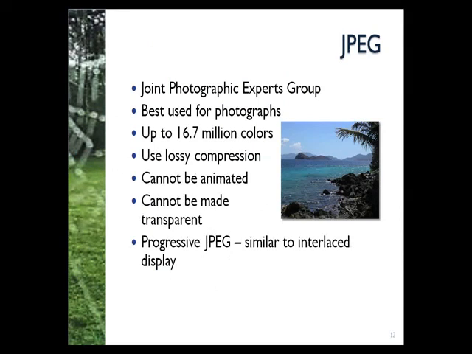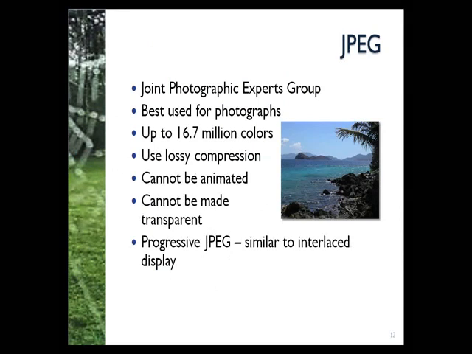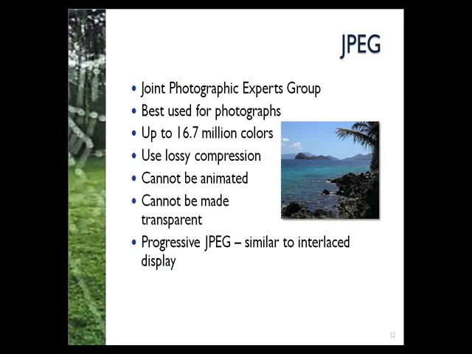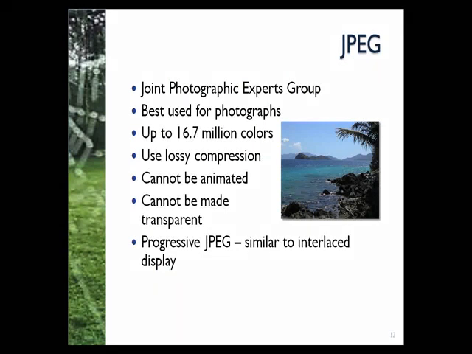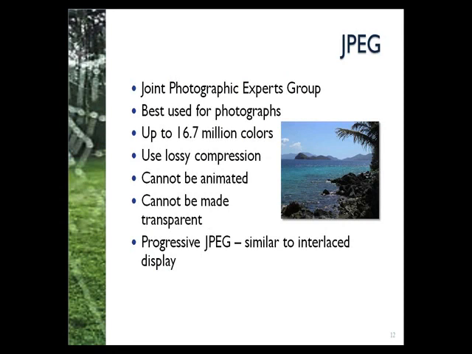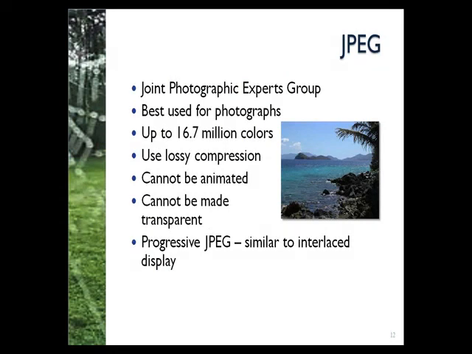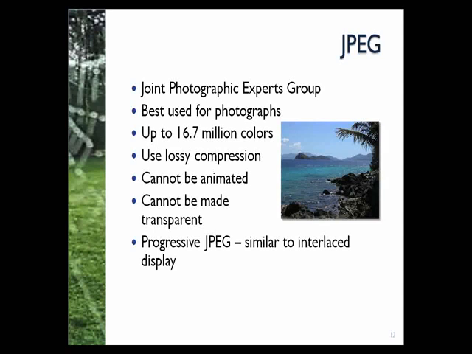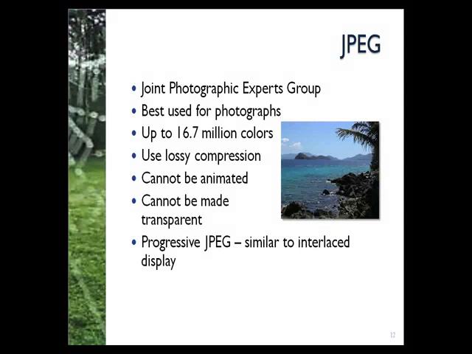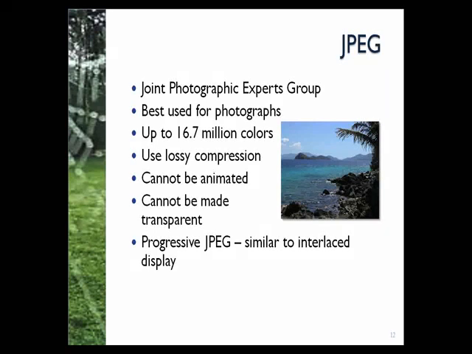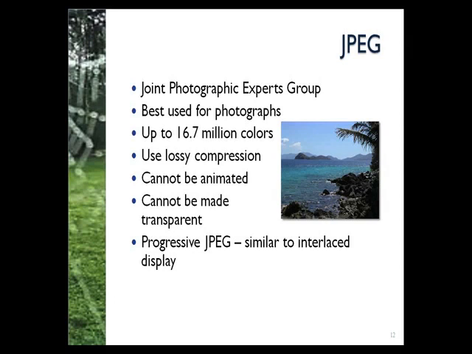Here's our JPEG. Again, best used for photographs, up to 16.7 million colors. If you need more than that, I can't help you. It uses a lossy compression, though. When you start compressing this down, it loses a lot of the information, and once it's lost, you can't get it back. So that's the biggest problem with JPEGs.